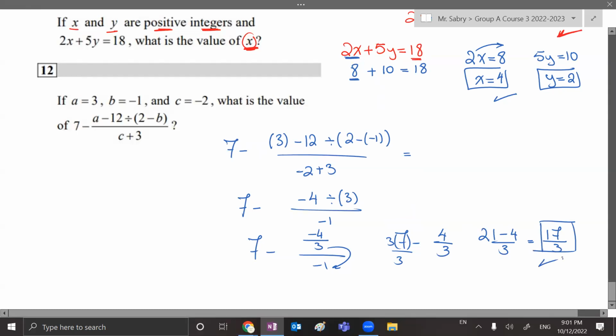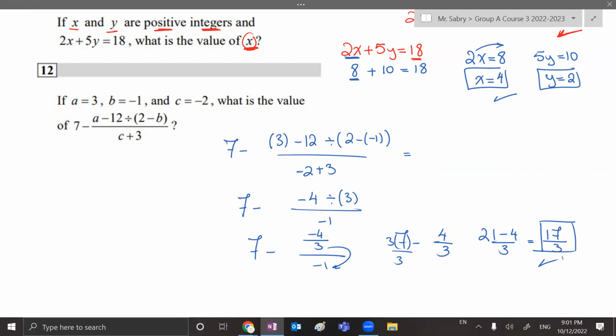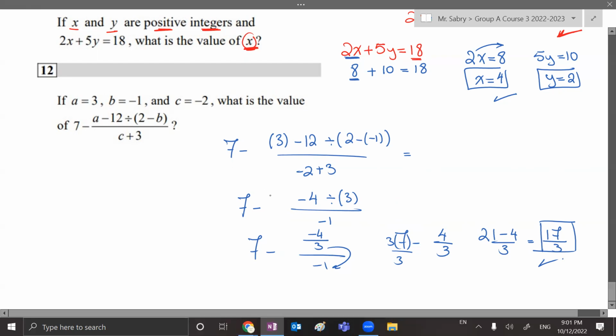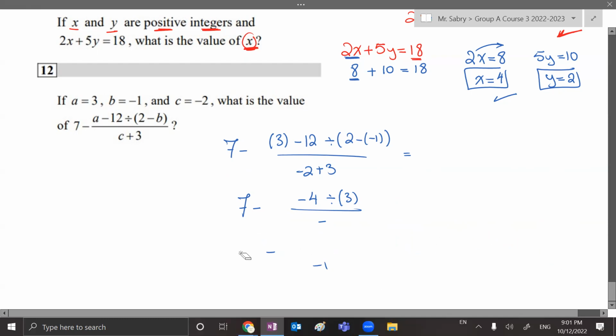Does that make sense, Shoya, or did I speed it up? I kind of got lost, so can you repeat it, please? Of course. You got lost. I think I know where it happened. Until here that's okay, right? 3 minus 12. I did that right.